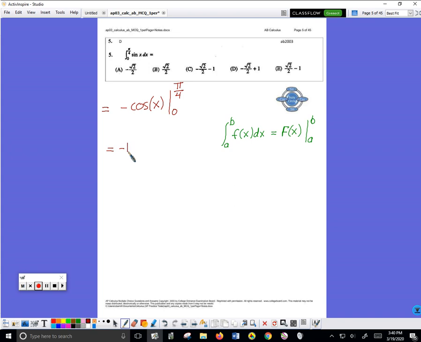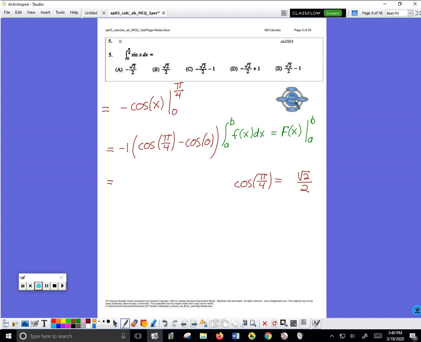Negative cosine really means negative 1 multiplied by cosine. So I'm going to factor out the negative 1. Now I need to remember the unit circle, it's right here. So pi over 4, I know that the cosine and sine of any angle involving pi over 4 is always equal to root 2 divided by 2. Just memorize that.